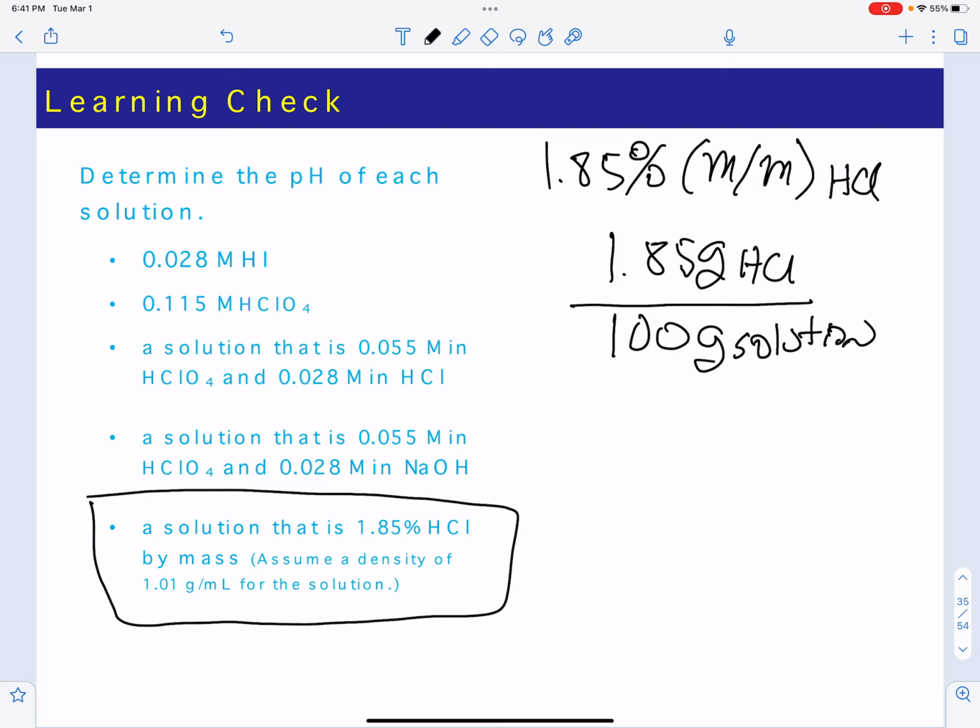Molality, remember, is solute over kilograms of the solvent. So we're dealing with percentage. So a percentage translates like that. A percentage is always over 100. In this case, the solution.